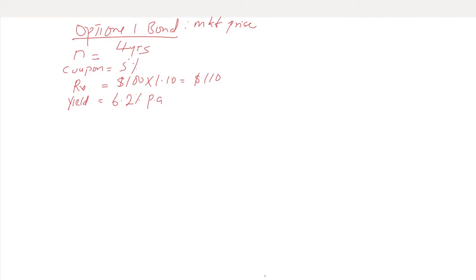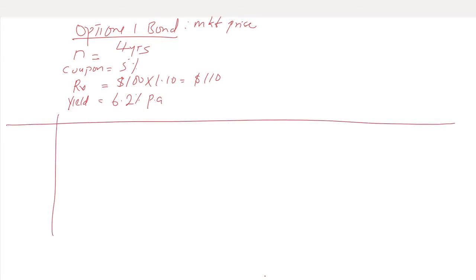So what do I do now? To get my market price, I'll bring up my table. I have year here first. Okay, let's assume I have cash flows here. The cash flows here. I have my discount factor at 6.2%.